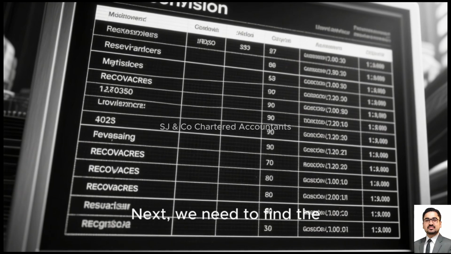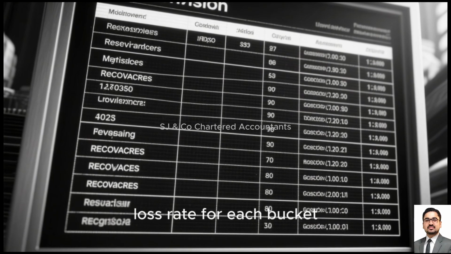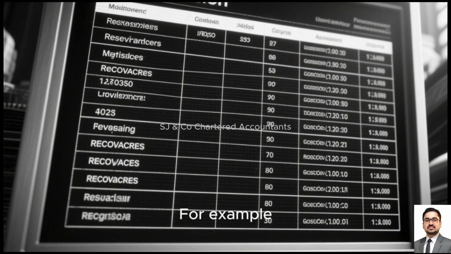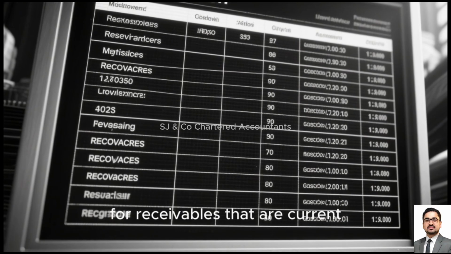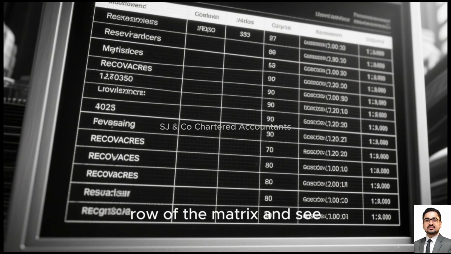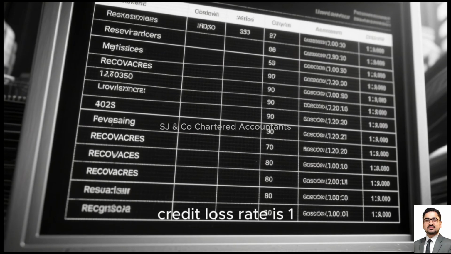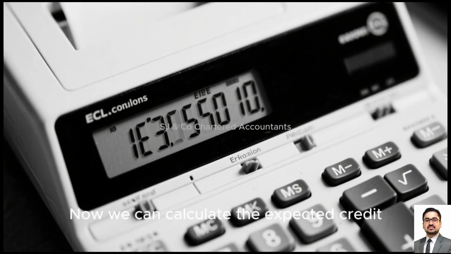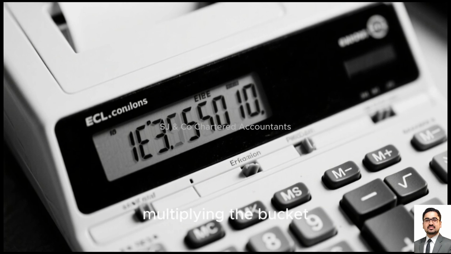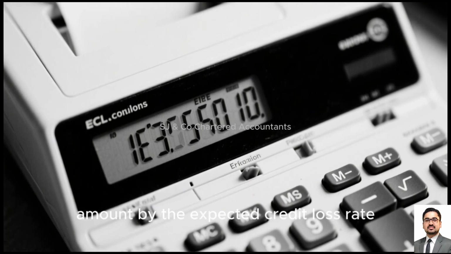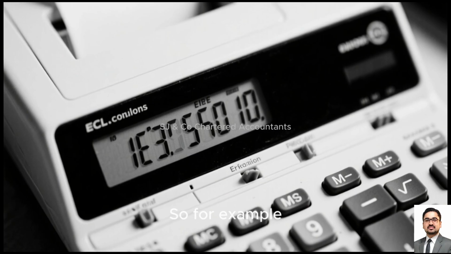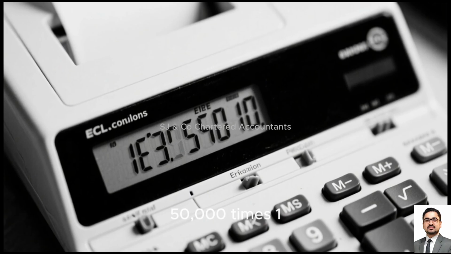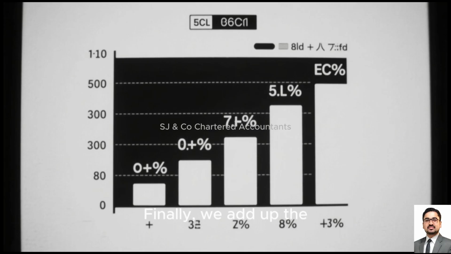Next, we need to find the expected credit loss rate for each bucket, and we can do that using the provision matrix. For example, for receivables that are current, we would look at the first row of the matrix and see that the expected credit loss rate is 1%. Now we can calculate the expected credit loss for each bucket by multiplying the bucket amount by the expected credit loss rate. So for example, the ECL for current receivables is 50,000 times 1%, which equals 500.